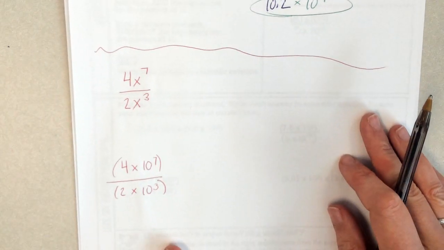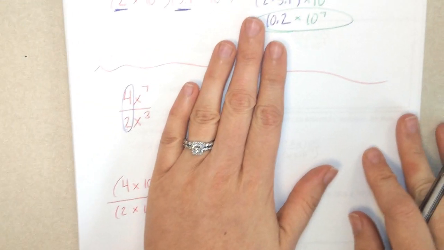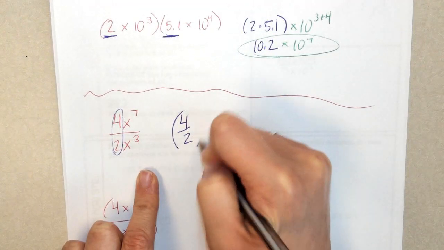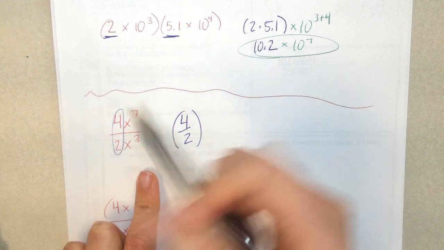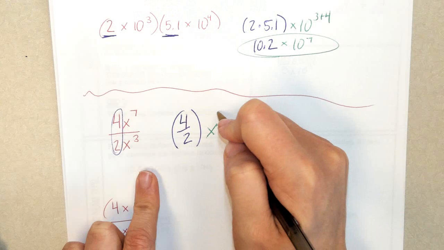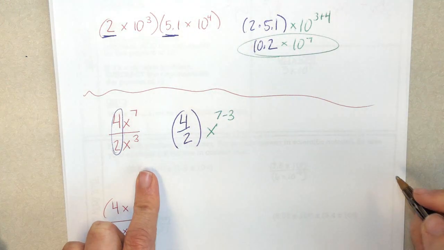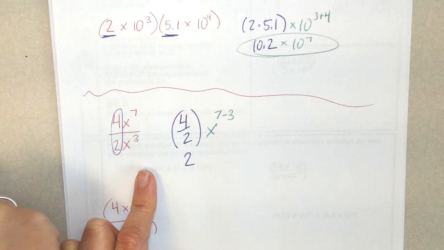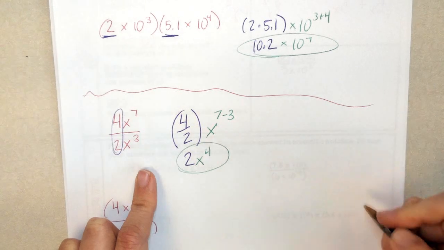The other one you're going to see is dividing. Previously, when we did this, you would see a problem like this, and you would take the coefficients and you would divide them. So you do 4 divided by 2. And then we would keep our base, and because it was division, we would subtract. They're going to end up canceling out each other, so that's taking away that subtraction. So you'd end up having 2x to the 4th power.